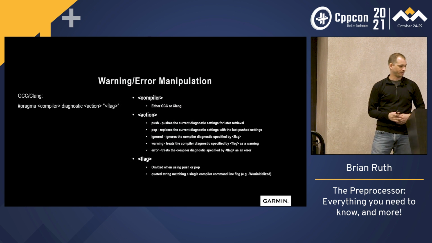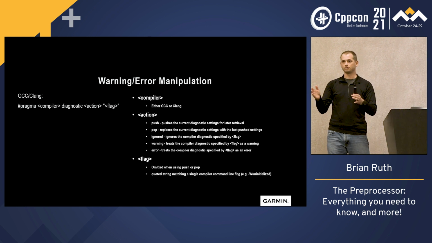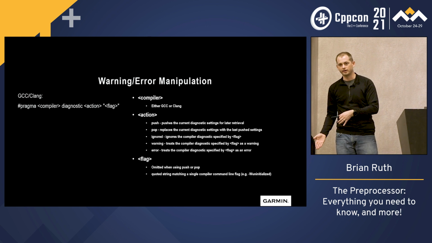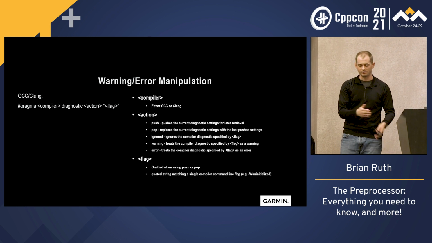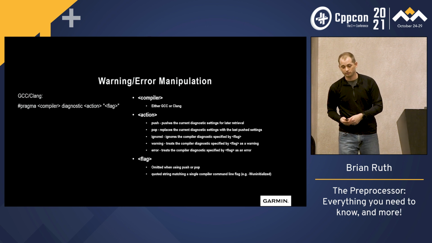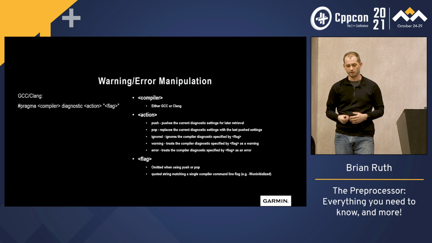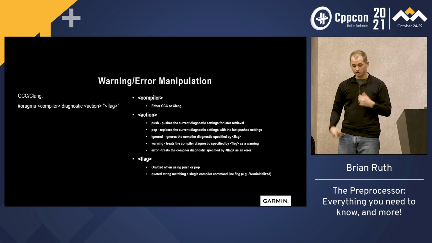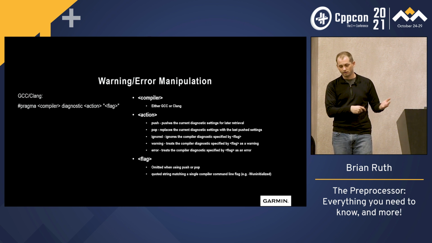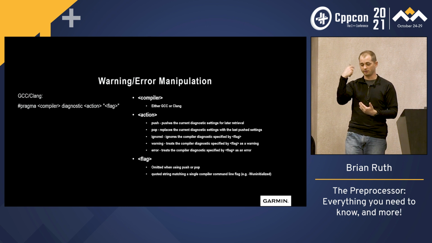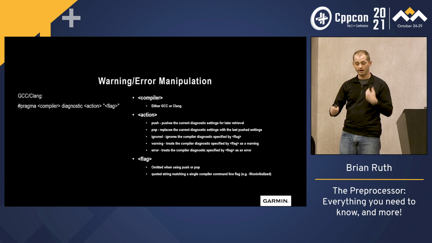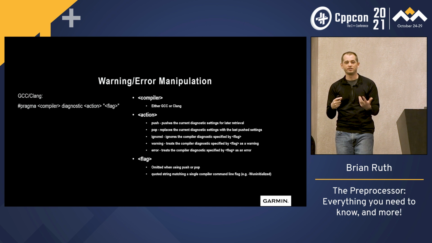So, warning and error manipulation. A lot of times you will do stuff in code that you know will generate an error, or it generates a noise error on certain compilers and things like that. So you will see from time to time direct error manipulation in your code as well. For GCC and Clang, it's got one syntax. That syntax is going to be your pragma, and then your compiler, either GCC or Clang, and then diagnostic, and then one of these actions.